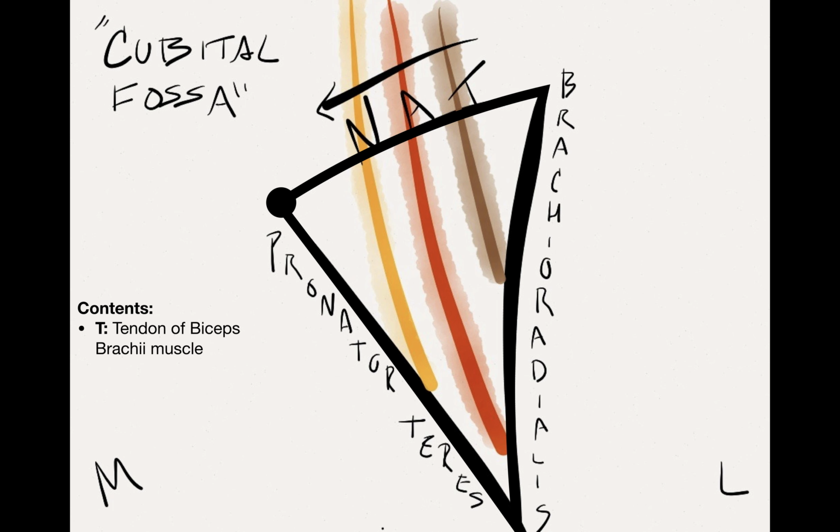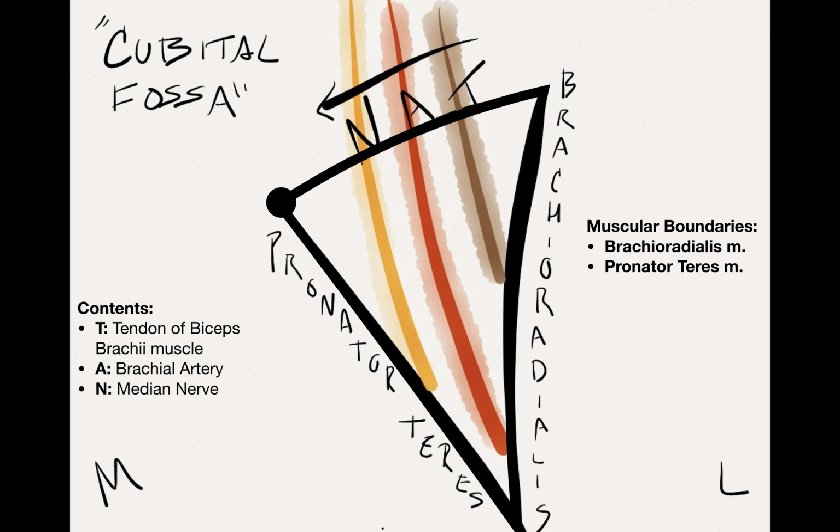The contents are the tendon T of biceps brachii. The A was the artery that we just drew, brachial artery, heading down into the cubital fossa before it branched. And then the median nerve that you would have drawn with your brachial plexus heading down the middle in an anterior fashion during its entire path. So median nerve was always a solid line in that brachial plexus drawing. Muscular boundaries, brachioradialis laterally, notice it's on the L side, and pronator teres medially, notice it's on the M side.